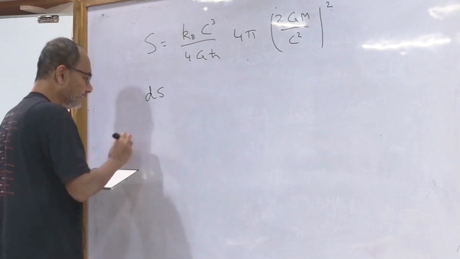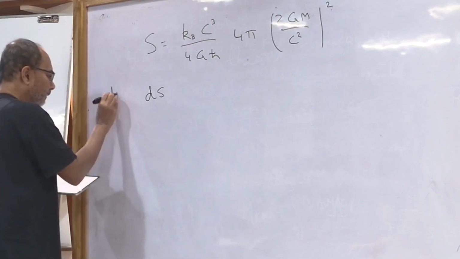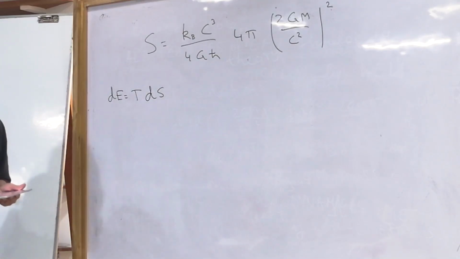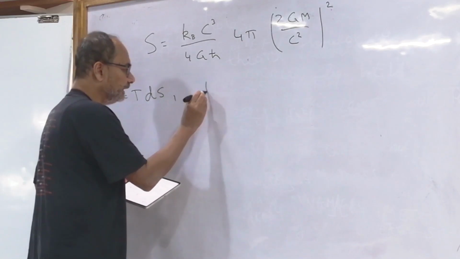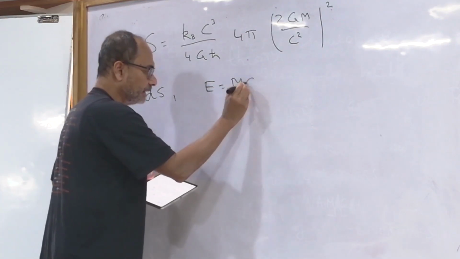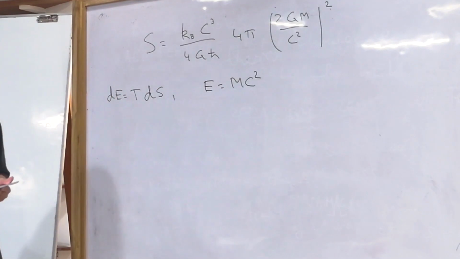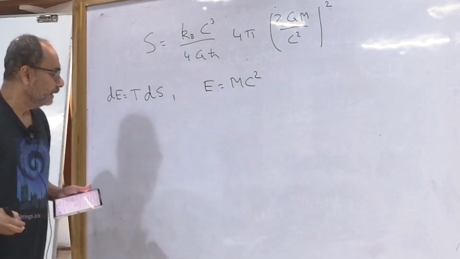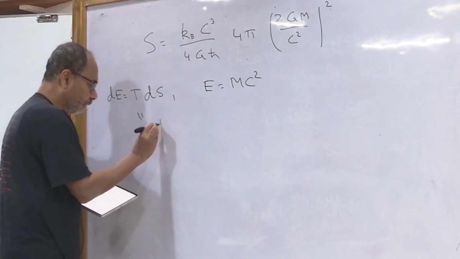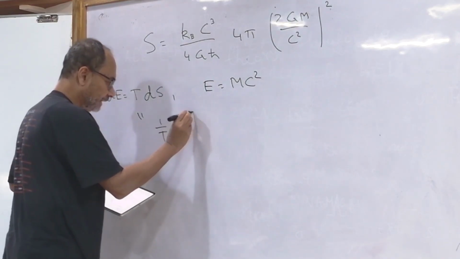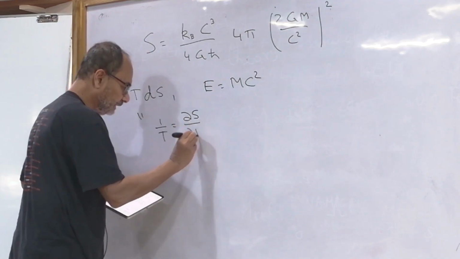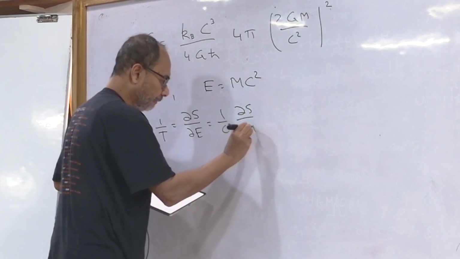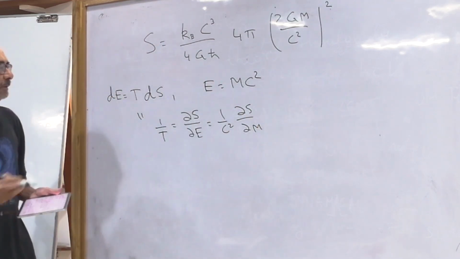We have the thermodynamic relation dE equal to T dS, right? This is the first thing we learn in thermodynamics. So in this case, E is mc squared. This is Einstein's relation between energy and mass. If the black hole carries mass m, it has energy E. So using this, we can write 1 over T as the derivative of the entropy with respect to E, which is 1 over c squared times the derivative with respect to m, and then we can calculate this.